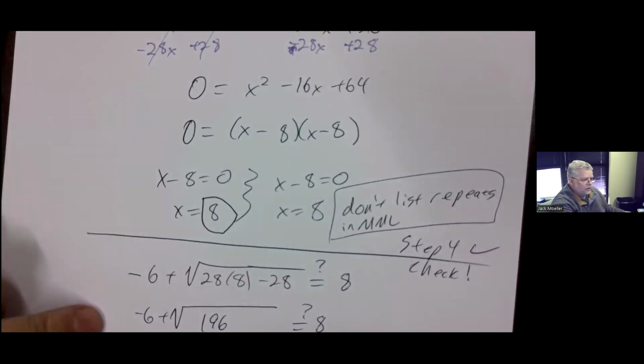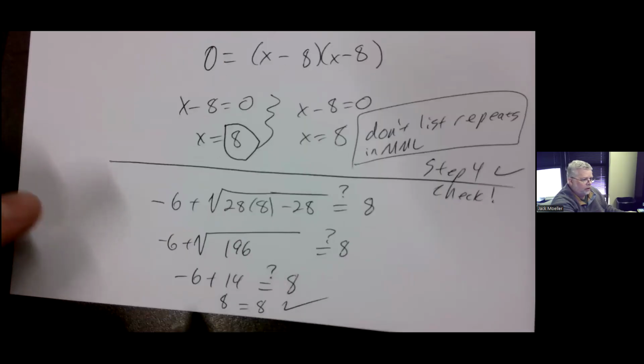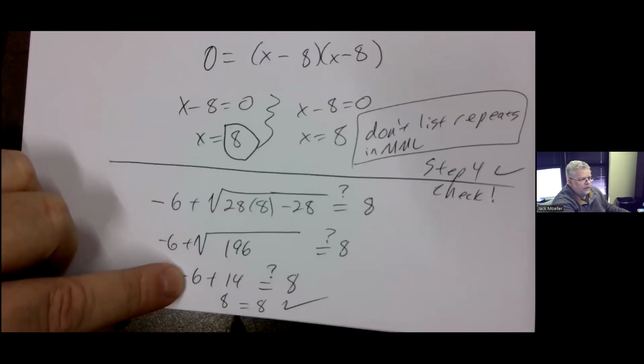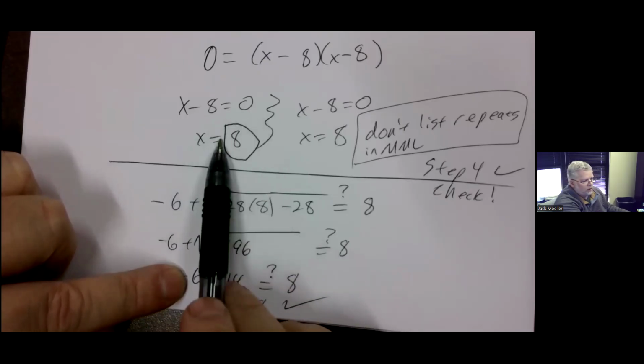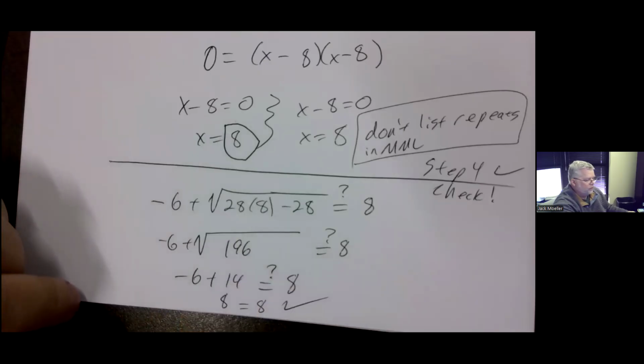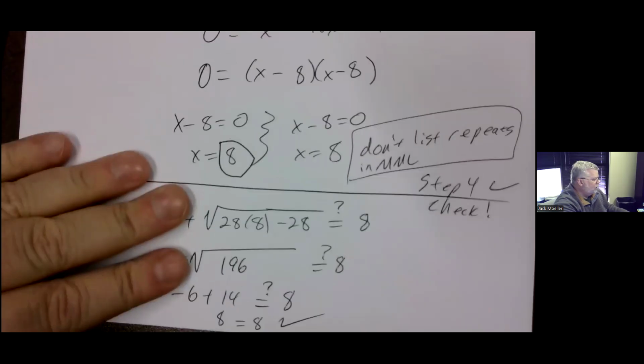Now, if it hadn't worked, if we come down here and let's say that was a +6, and then 20 is not equal to 8, then that means 8 wouldn't work. That was the only answer we got, so then it would have been no solution. All right.